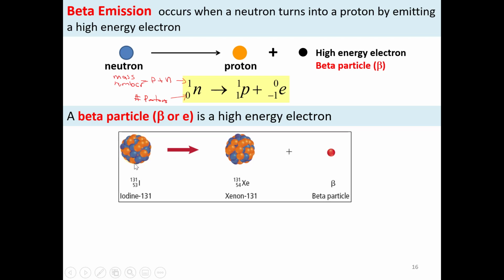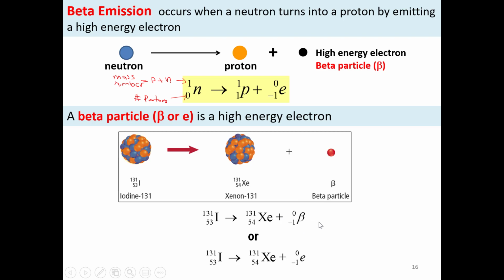Remember, we have an unstable nucleus here. In this case, we have an unstable nucleus of iodine. And to be more stable, one of these neutrons is changed into a proton. When this happens, one beta particle is emitted. And this is how we can write the equation. Then we will have something like that. Iodine is changed into xenon plus a beta particle.